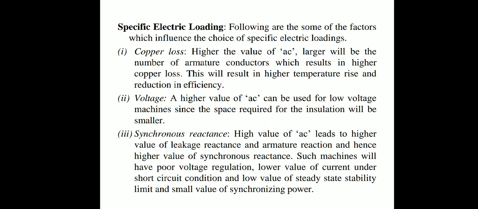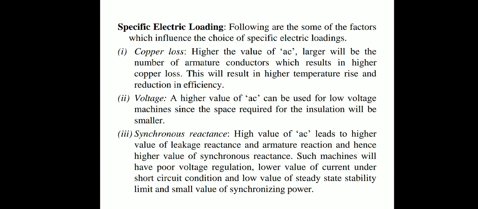Now let us understand the choice of specific electric loading. Below are some of the factors which influence the choice of specific electric loading. First one is copper loss. Higher the value of AC, the specific electric loading, larger will be the number of armature conductors, which results in higher copper loss. This will result in higher temperature rise and reduction in efficiency.